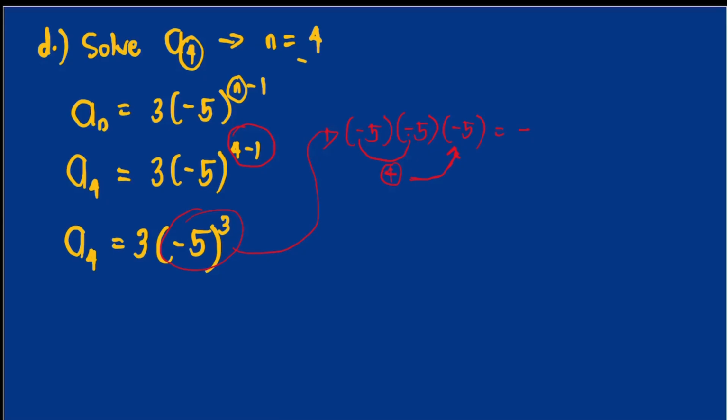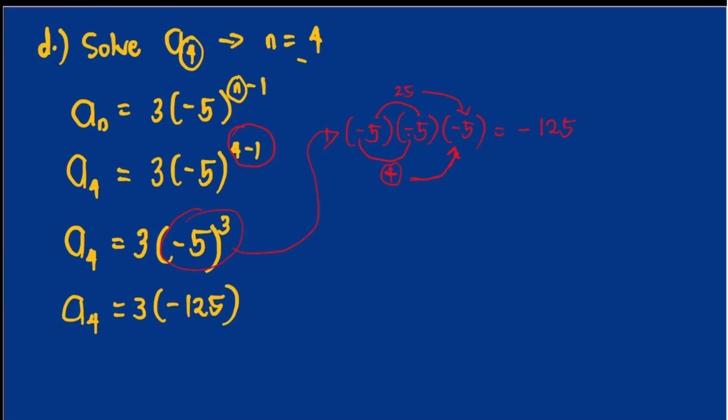Okay? So, 5 times 5 is 25. So, 25 times 5 again. So, 5 times 25, that's 125. So, the answer there is a sub 4 is equal to 3 times negative 125.